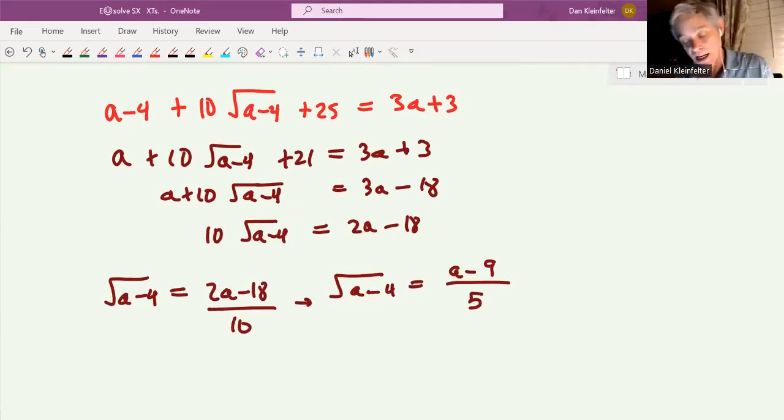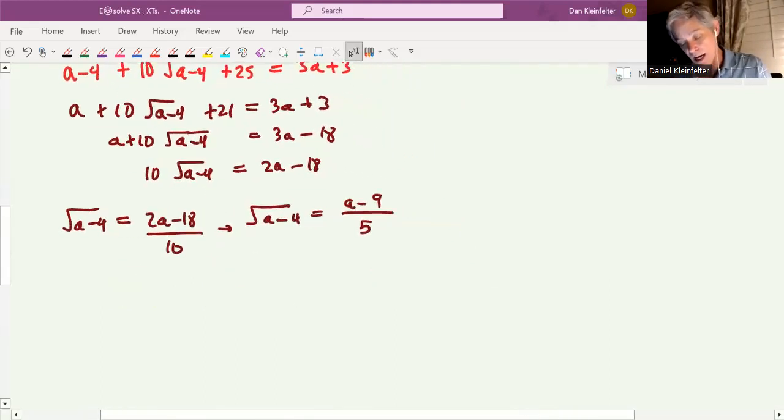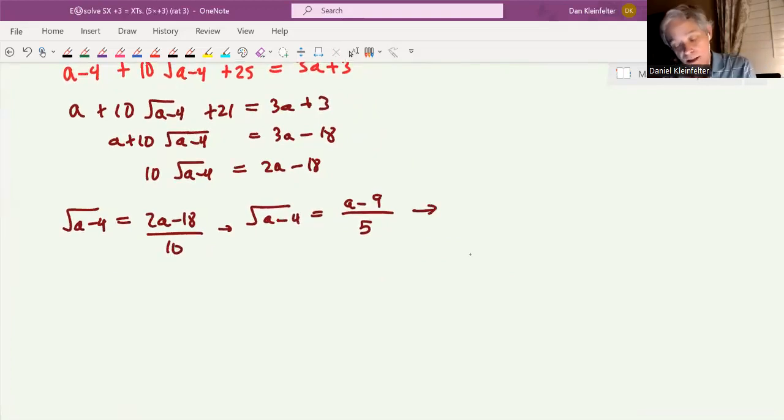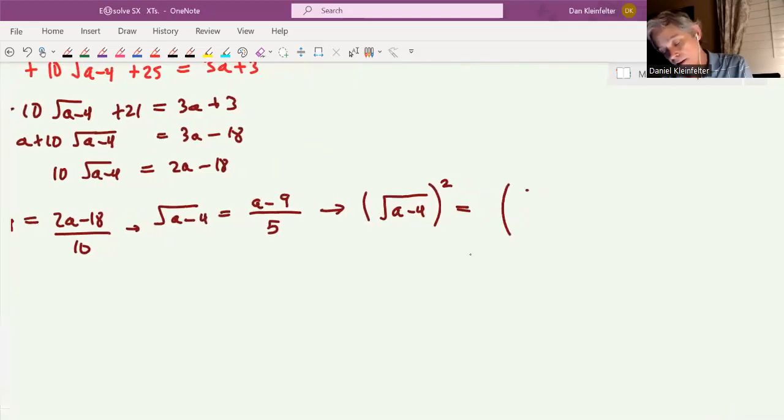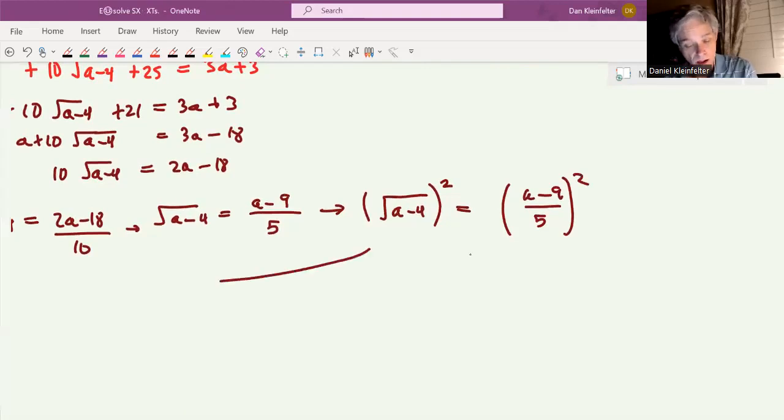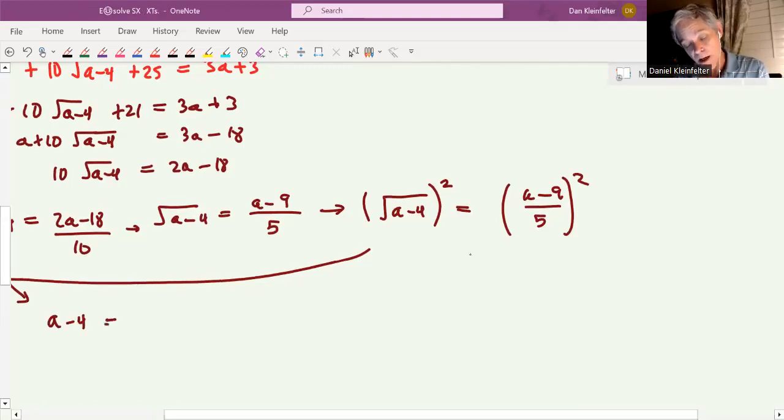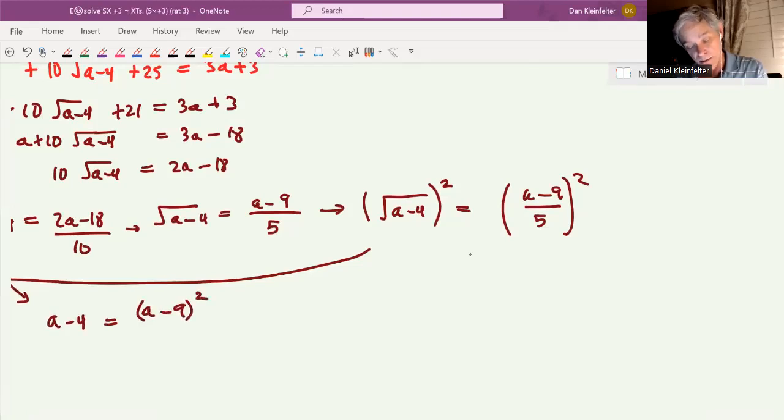So up to this point, we're ready to square both sides. So let's do that. So this will give us the square root of a minus 4 squared. And then on the right side, we'll have a minus 9 over 5 squared. And now continuing onward, the square root of a minus 4 squared should give us a minus 4. On the right side, up top, we'll have a minus 9 squared. And then down below, 5 squared is 25.